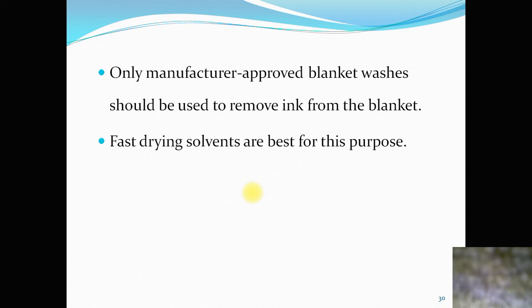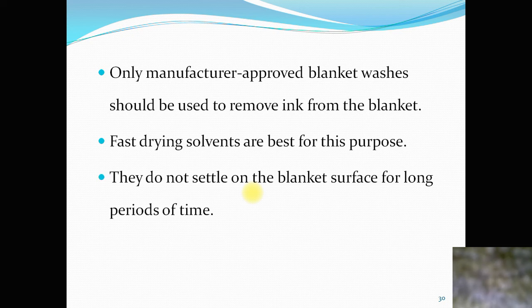To clean the blanket surface, we can use fast drying solvents because the solvent should not penetrate into, or be absorbed by, the blanket. That's the reason fast drying solvents are used to remove the excess amount of dried ink or for any cleaning of the blanket. That will be a good choice.